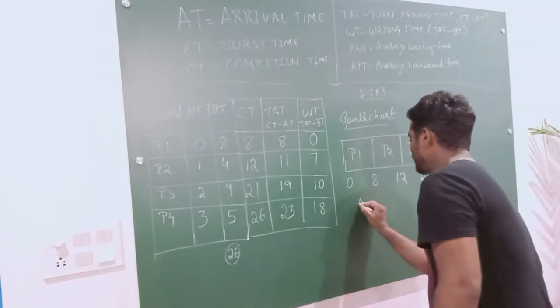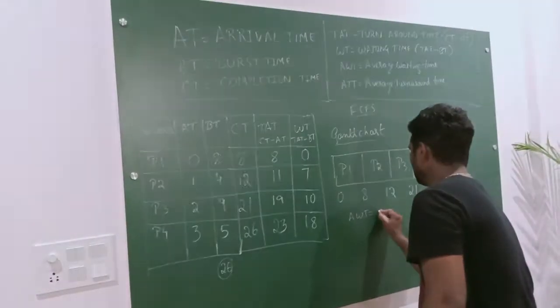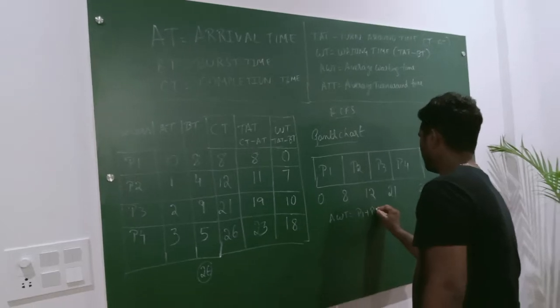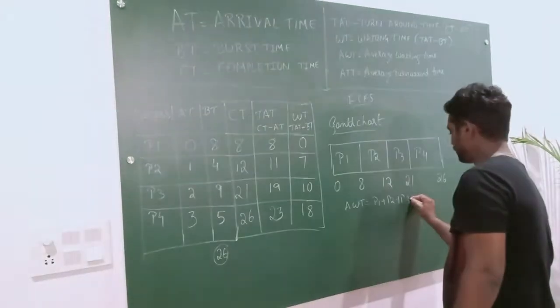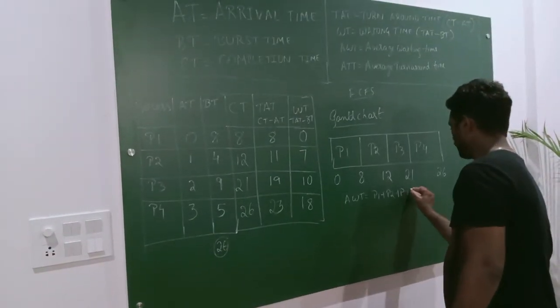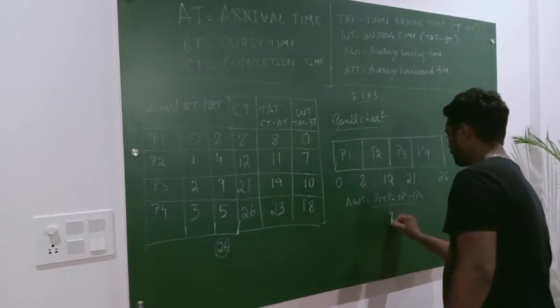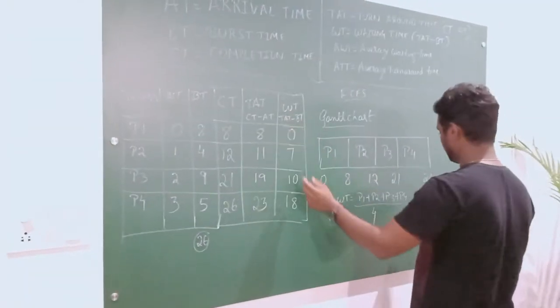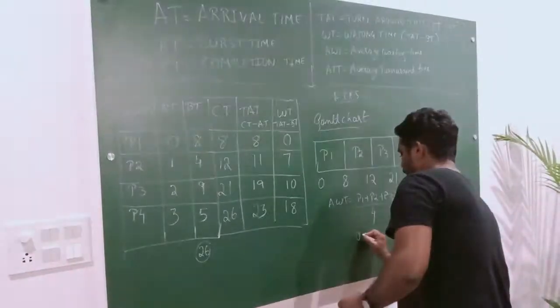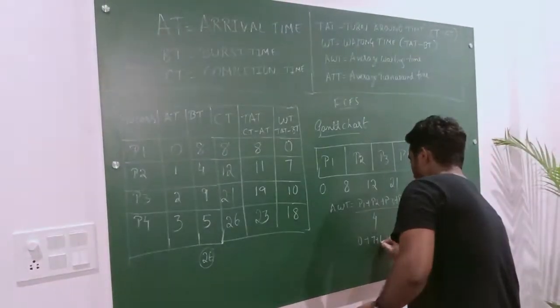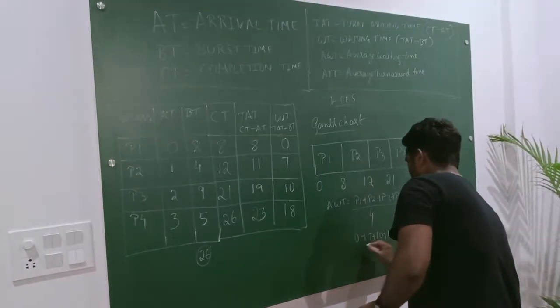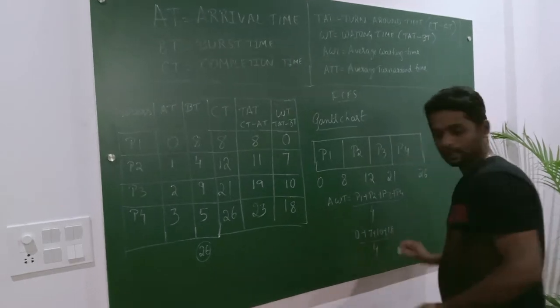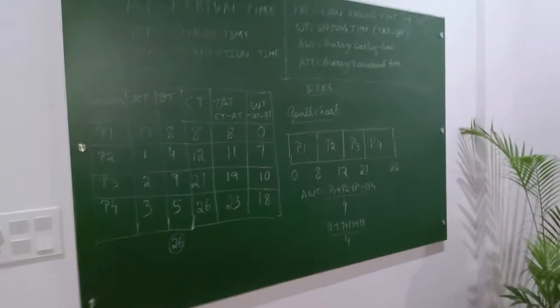Now, average waiting time. P1 plus P2 plus P3 plus P4 divided by the total number of processes. Waiting time, see here: 0 plus 7 plus 10 plus 18 divided by 4. How much will I get? Let's see.